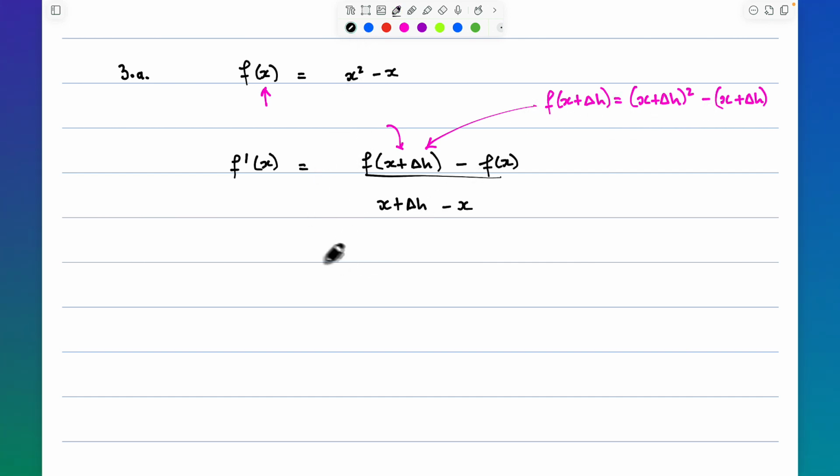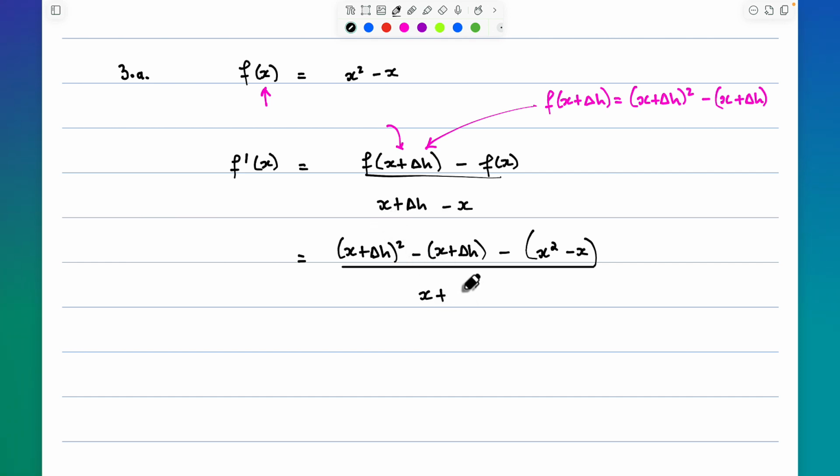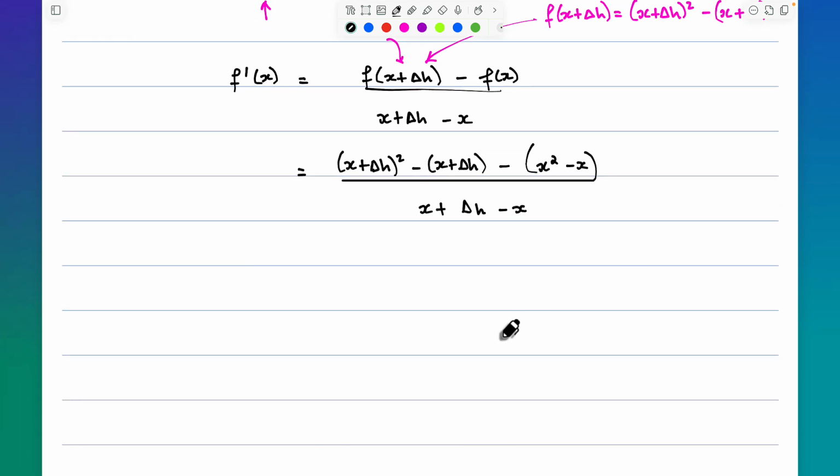So we're going to put it into our equation now. So that's going to be x plus delta h squared minus x plus delta h. So that's just this first part, right? So now we still need to subtract f of x, which is x squared minus x. Remember, you have to subtract the whole thing. You have to subtract your whole f of x expression. So now we've dealt with the top, so now let's do the bottom. All right, so the bottom is still x. So the good thing about this one is you don't really have to do much, right? So your x is already taken care of.